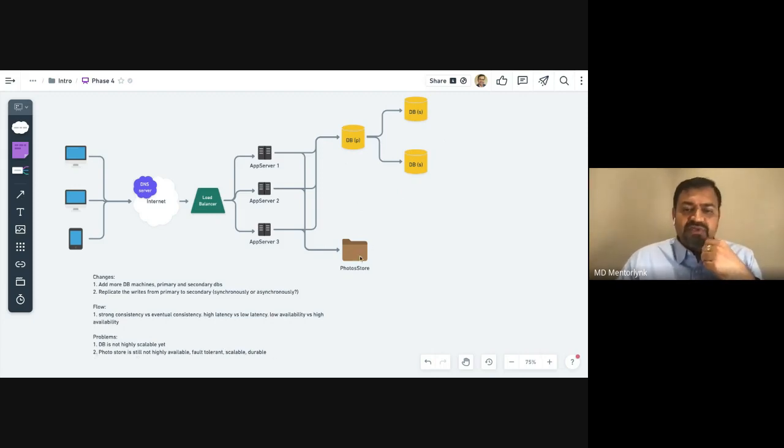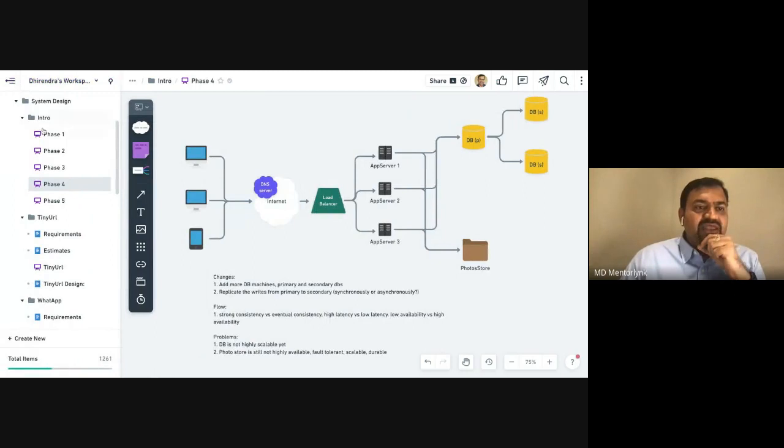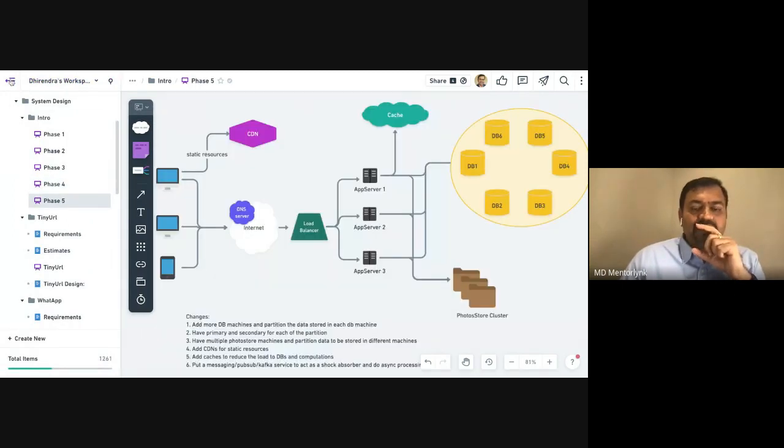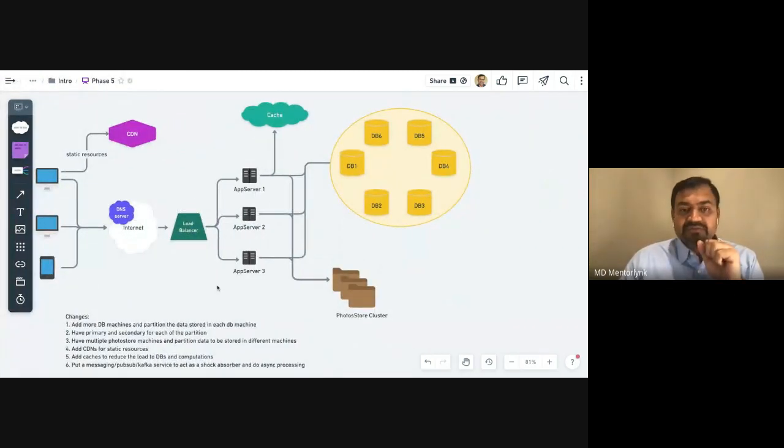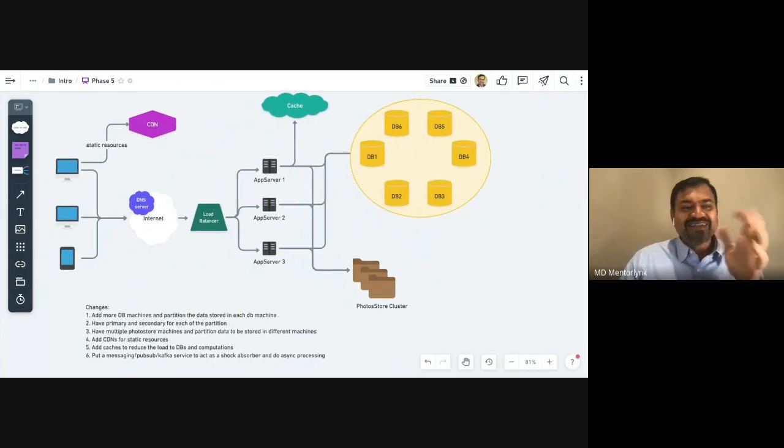Photo store, yes, we talked about it. It's not highly available or fault tolerant because it's just one store we thought about. So let's see what can we do. So this is the final view. Maybe we could add some more things here, but let's take a look, right?